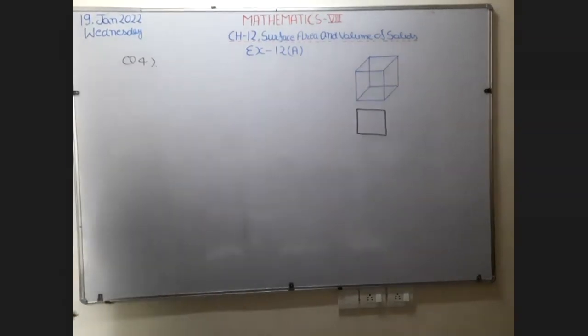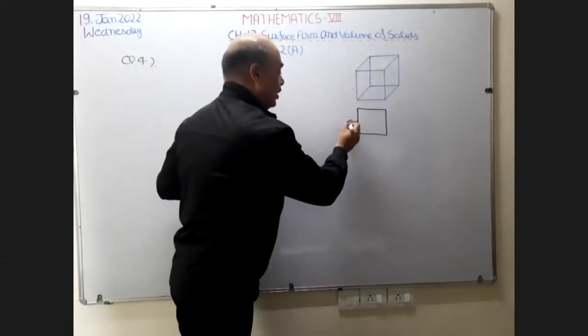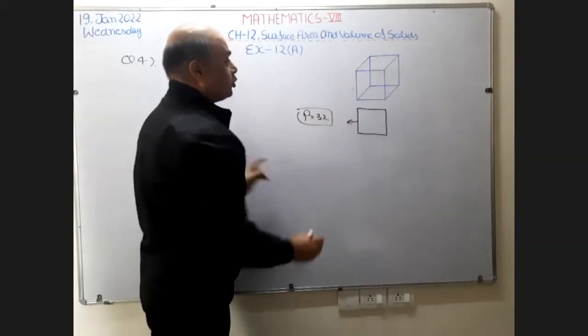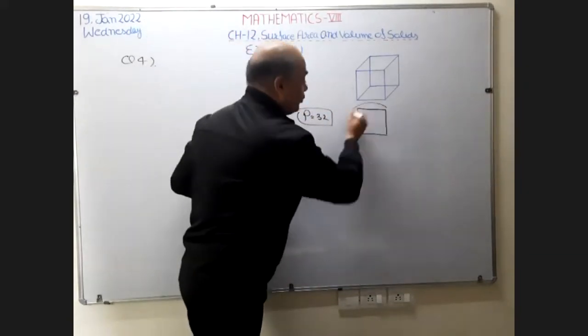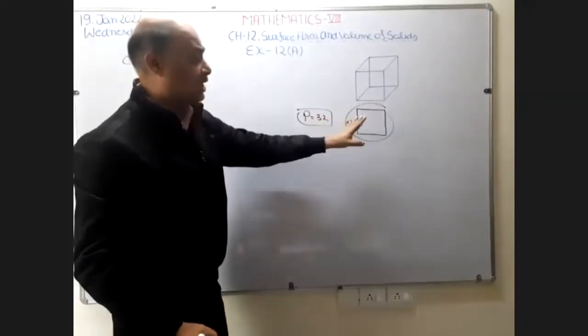So this is the shape of sphere. It means perimeter of this shape is given. In this question, the perimeter of one face of the cube is given. It means perimeter of sphere is given. So this 32 is perimeter of sphere. I hope it is clear now.